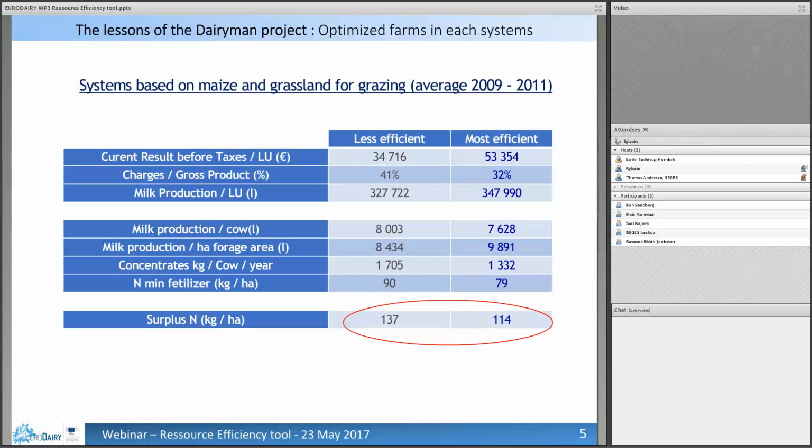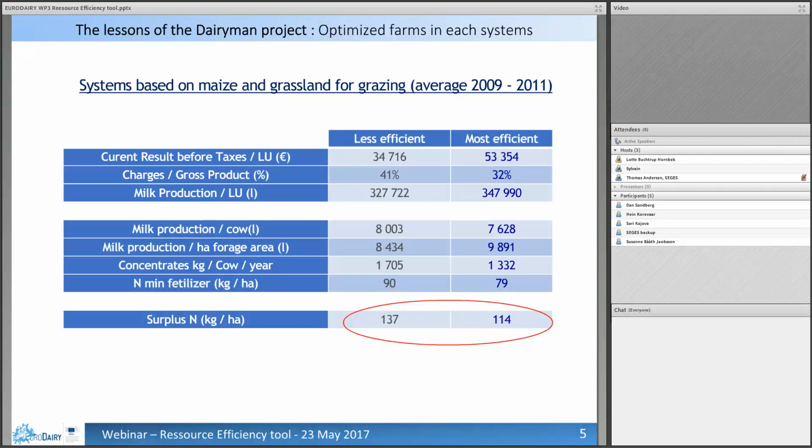We made this kind of approach in the Dairyman project. It's just an example to show you what we can do with this kind of information, and we worked on a specific system based on maize and grasslands for grazing, a system found in Brittany or in northern France. We tried to better understand the less efficient and most efficient farms in the Dairyman project, and we saw that the most efficient farm presented the best current result before taxes, the better charges on gross product, the better milk production per hectare of forage area, and also a good or better nitrogen surplus compared to the less efficient.